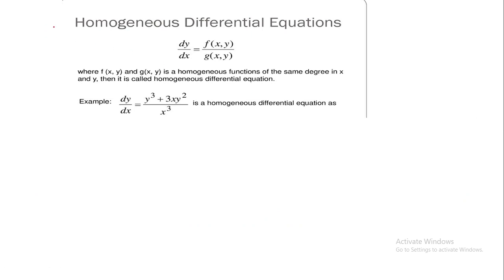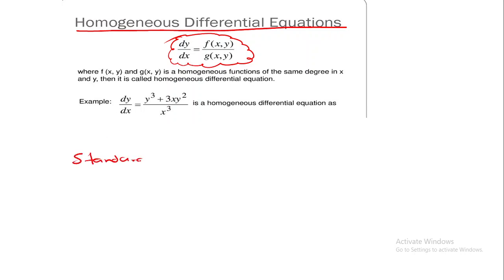So we have our subtopic, as I have mentioned from the previous slide, homogeneous of the same degree. Our equation that is governing homogeneous of the same degree is given by dy over dx equals f of xy all over g of xy. So this is the standard form.